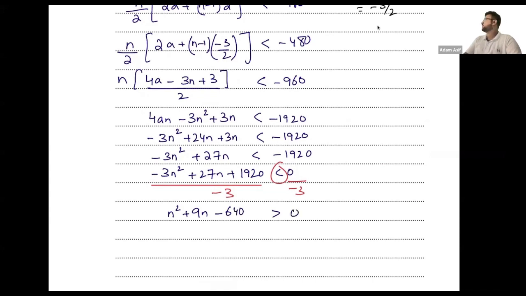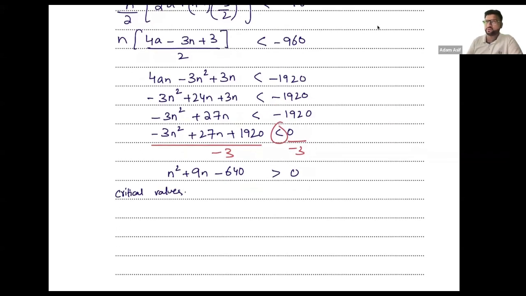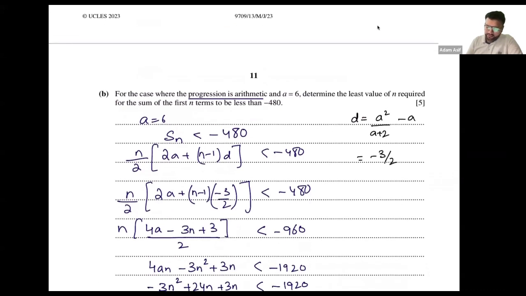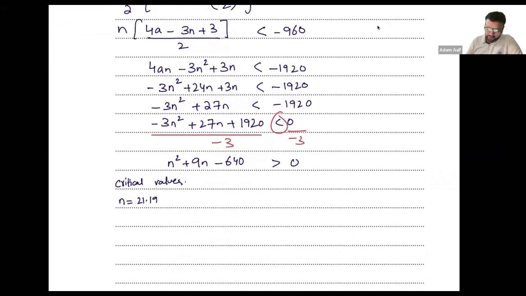It's a quadratic inequality, and we are going to be solving for the critical values of n. You will have to find the critical values using the quadratic formula. Okay, it's not going to factorize. So the quadratic formula will give you the two critical values, 21.19 being the positive one. Oh, by the way, we need to find the exact? No, it doesn't say that. Okay, it doesn't say for the exact, so we can go with this.